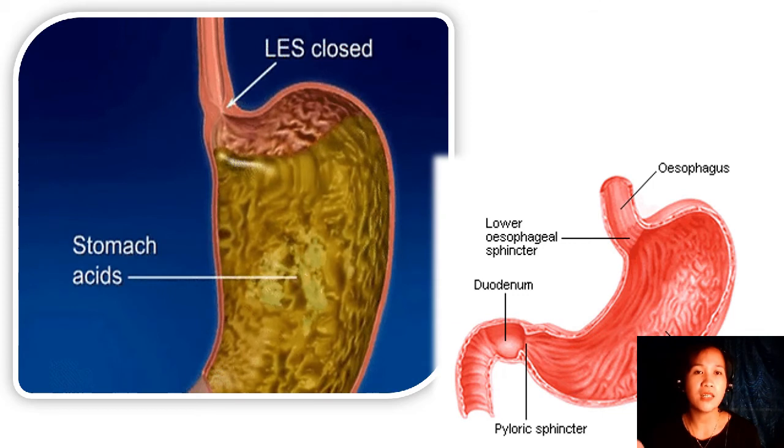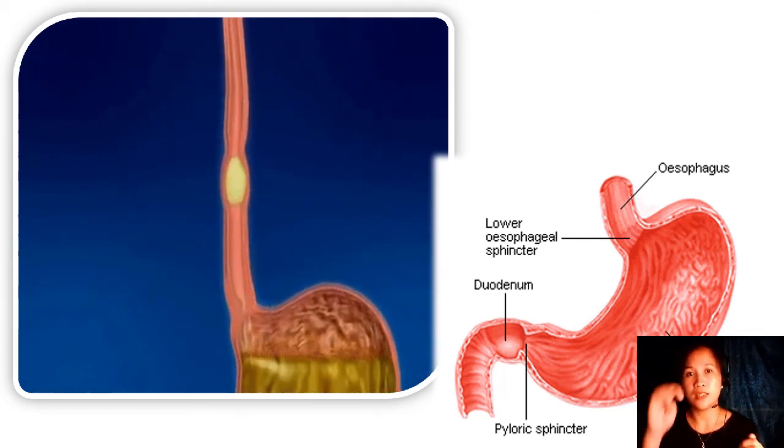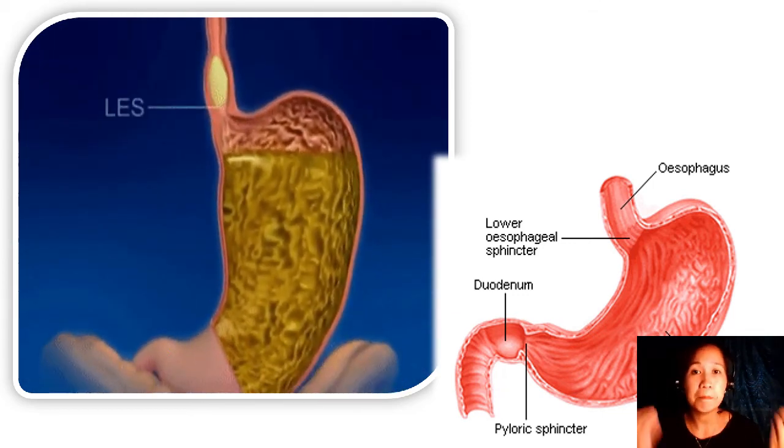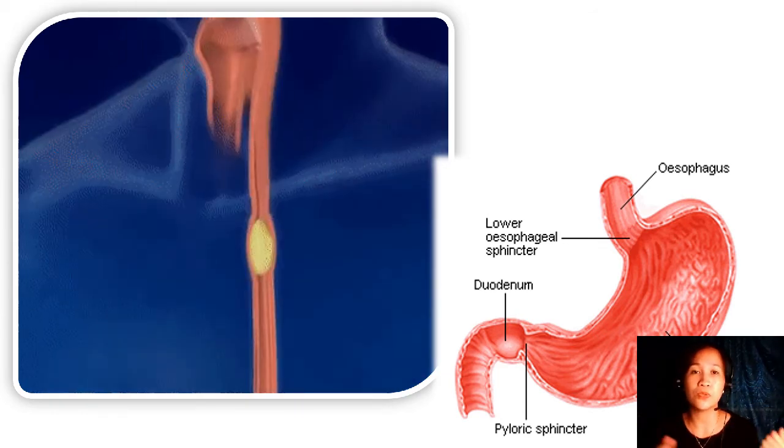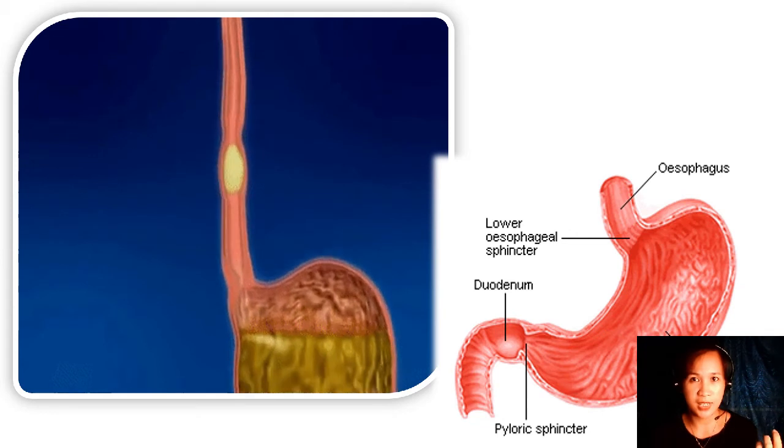The stomach is made up of muscles that churn and help mix the food and break it into even smaller pieces.